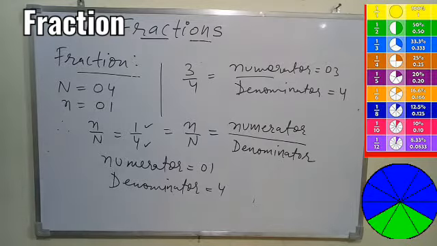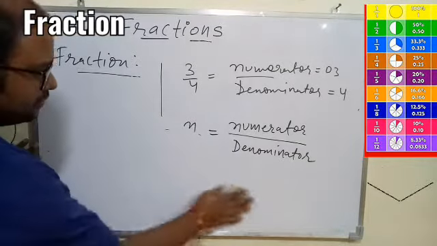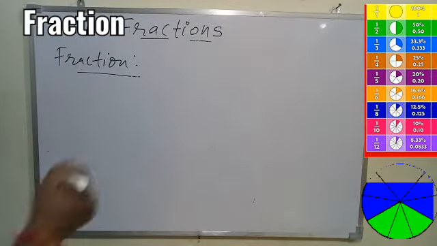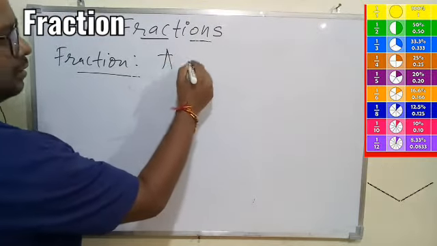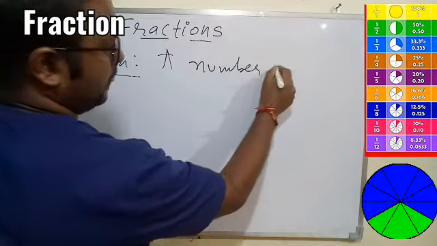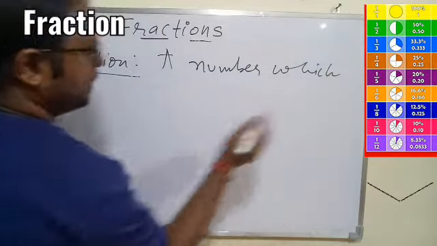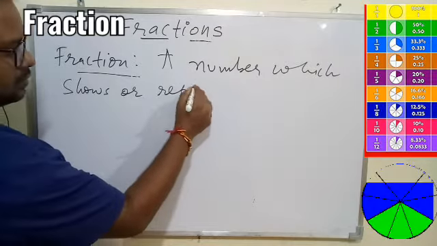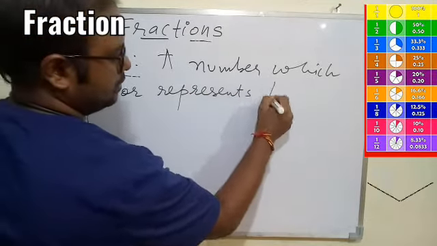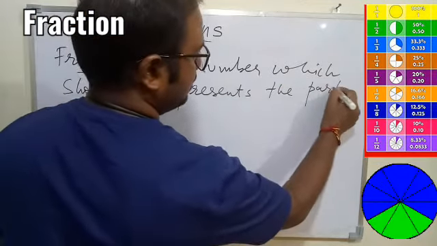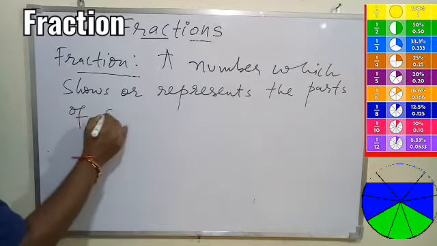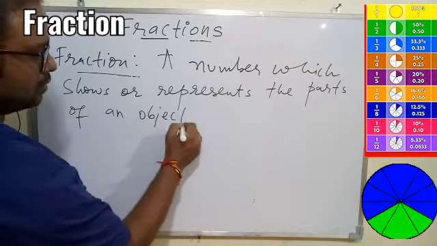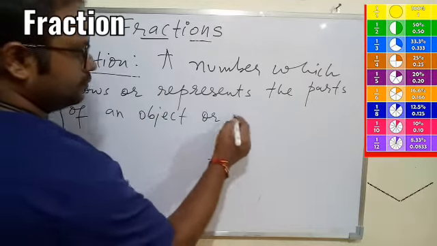So let's get the proper definition of the fraction now. In general, a fraction is nothing but a number which shows or represents the parts of an object or group.